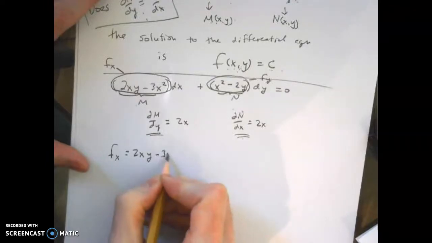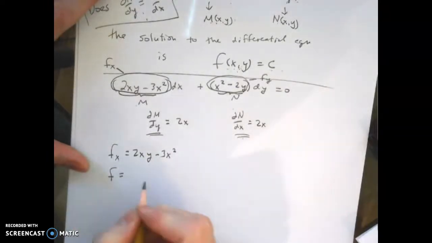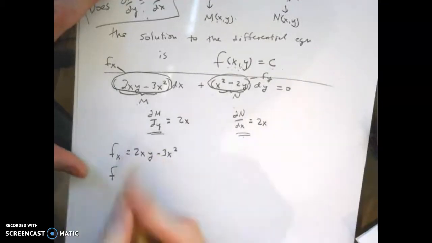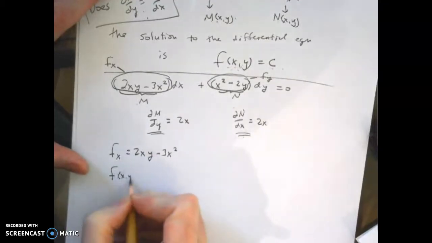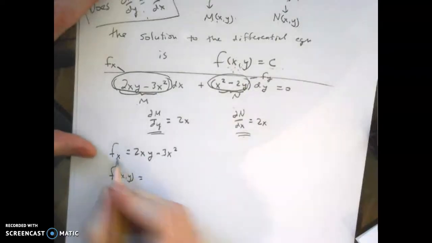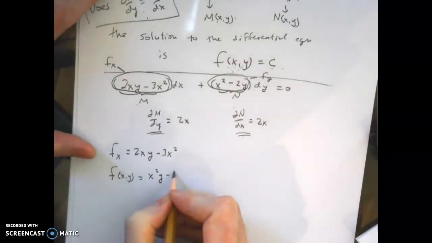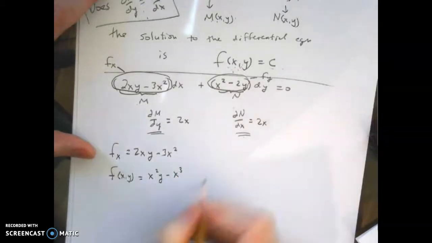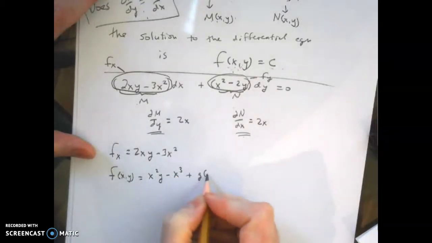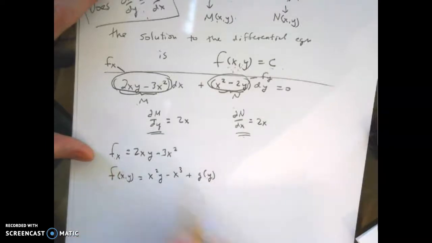So we're going to say f_x is equal to 2xy minus 3x squared. Take the antiderivative with respect to x, so let's call it f of x, y. That's going to be our function we're looking for right here, is equal to, the antiderivative with respect to x is going to be x squared y minus x cubed, and then plus some function of y. Since it's an x partial, there could be some y's in there.